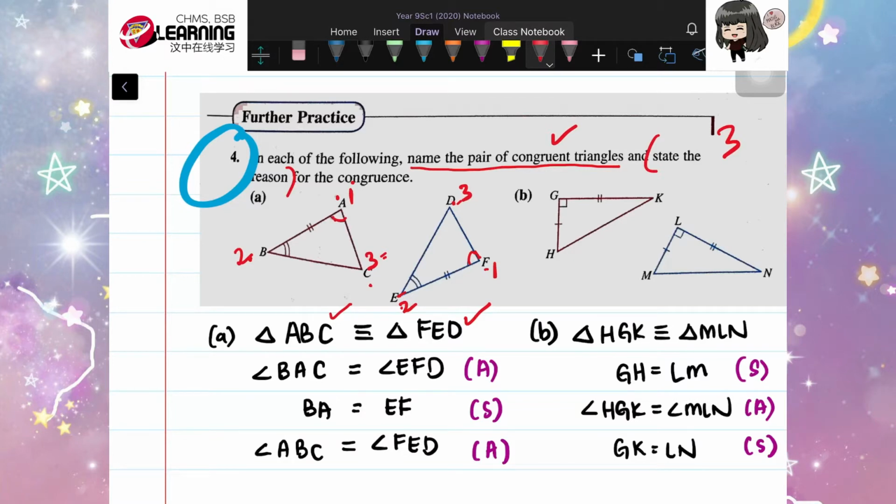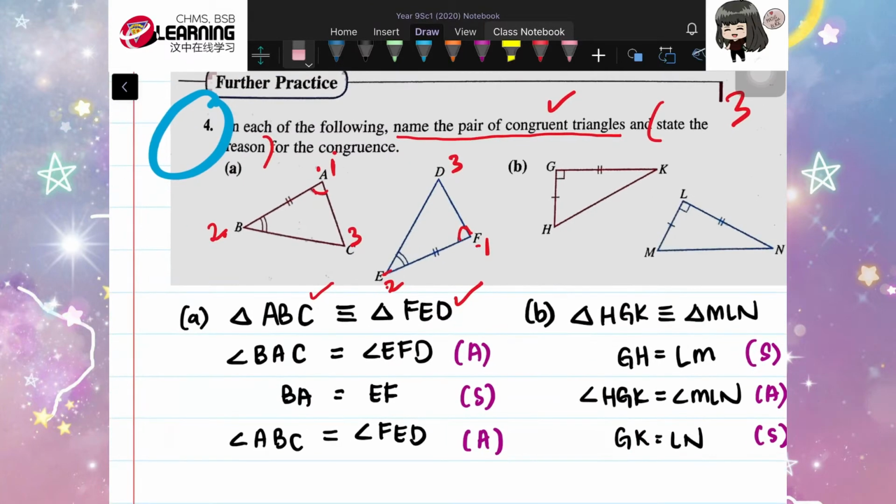Mine is 123, 123. Yours can be 213, 213, or 321, 321. It's up to you, as long as it must be following the same order. If you start from C, then it must start from D.